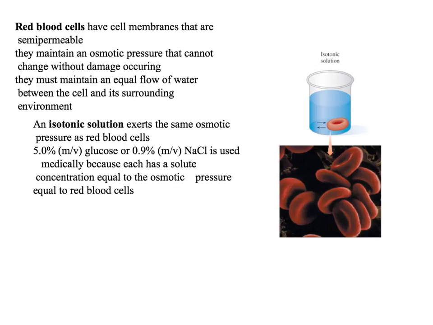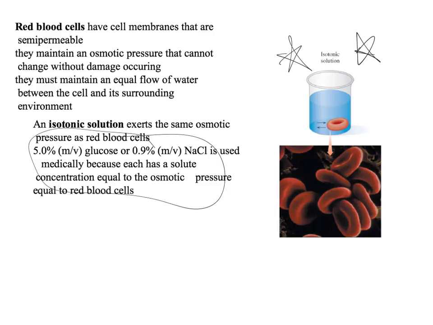Red blood cells, why do we even talk about this? Well, red blood cells have cell membranes that are semi-permeable, and they maintain a certain osmotic pressure that cannot change without damage occurring to the cell, and obviously we don't want damage to occur. They must maintain an equal flow of water between the cell and its surrounding environment. Isotonic, this is our goal here. An isotonic solution exerts the same osmotic pressure as red blood cells. And you can see what those concentrations are: 5% mass/volume percent concentration glucose or 0.9% mass/volume for sodium chloride.